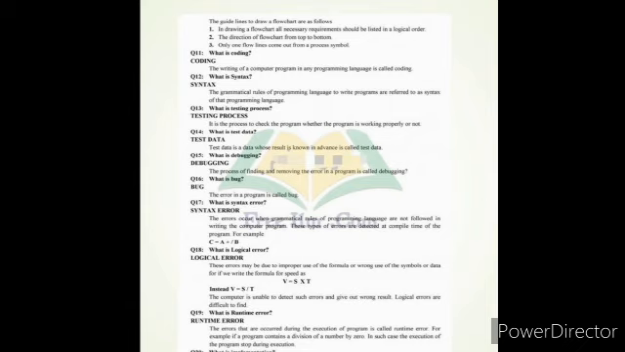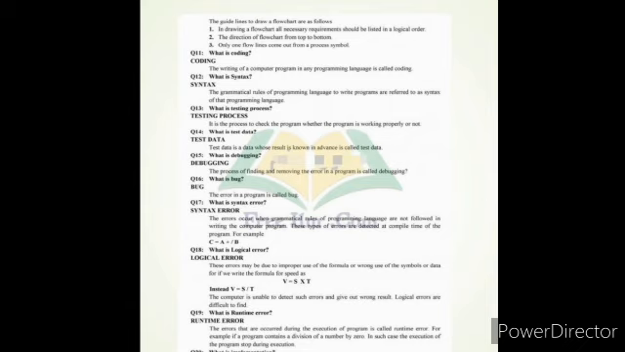Question number 11 is what is coding? Question number 12 is what is syntax? Question number 13 is what is testing process? Question number 14 is what is test data? Question number 15 is what is debugging? Question number 16 is what is bug?